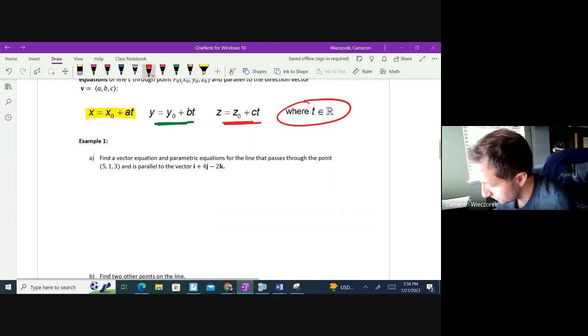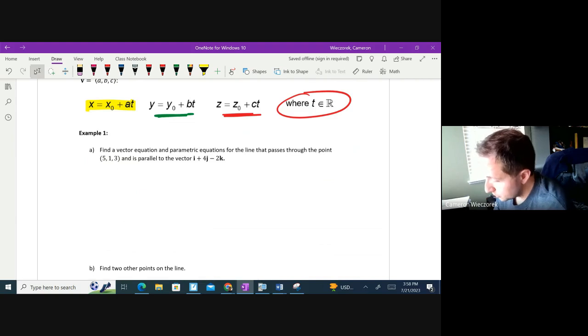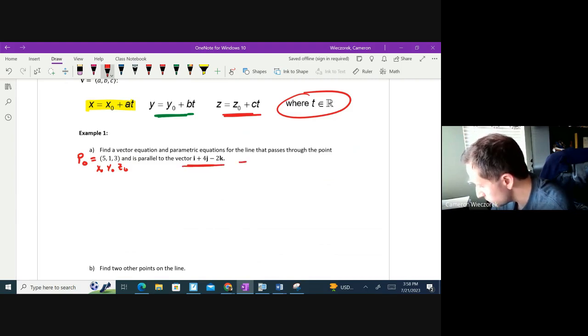So let's take a look at an example here. Find a vector equation and parametric equations for the line that passes through the point 5, 1, 3, and is parallel to the vector i plus 4j minus 2k. Okay, they're giving us a point on the line, so let's make that our p naught. So this would be our x naught, y naught, z naught. Okay, they are giving us a vector that is parallel, so that gives us our direction vector. Okay, so we'll make our direction vector 1, 4, -2.